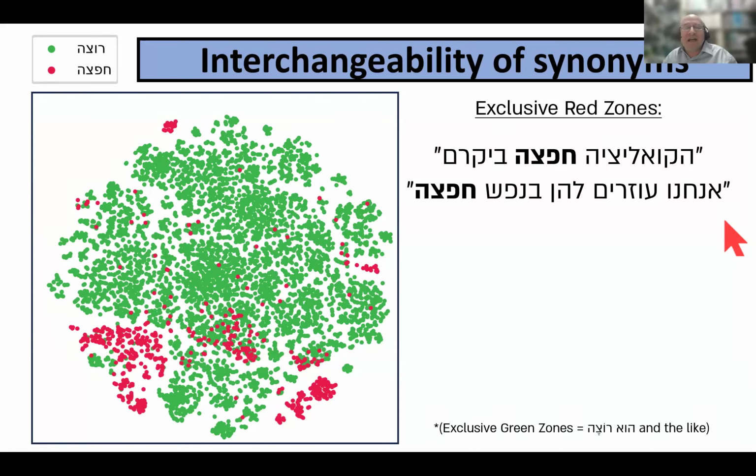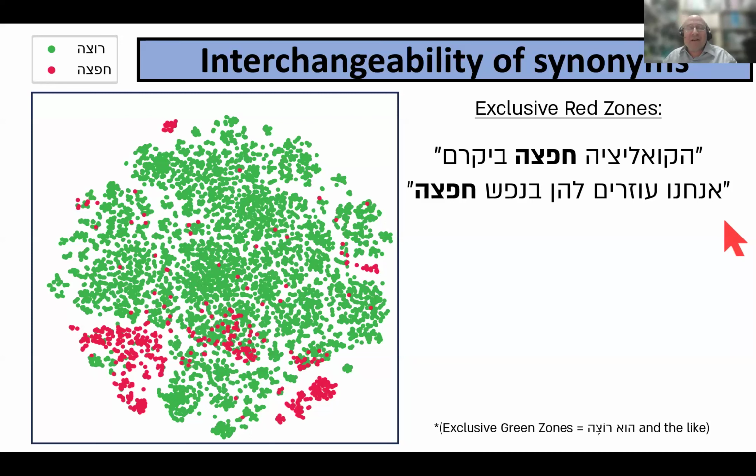But it turns out we have a bunch of other cases, like a koalitzia chafetza bikaram, right? They wish for their good, or ozrim lahem befefesh chafetza, with willingness. And these are collocations. These are phrases that use the word chafetza, but where it wouldn't be appropriate to substitute rotza for chafetza.